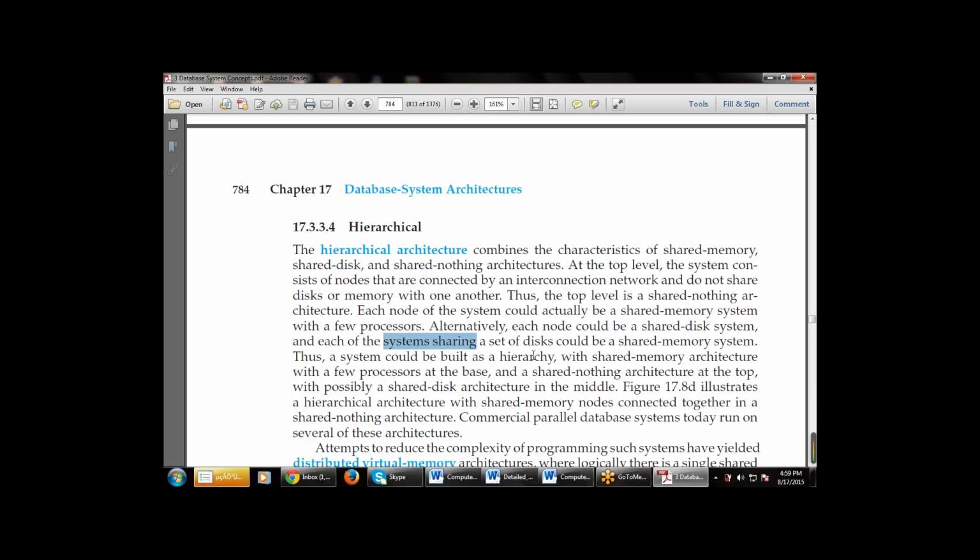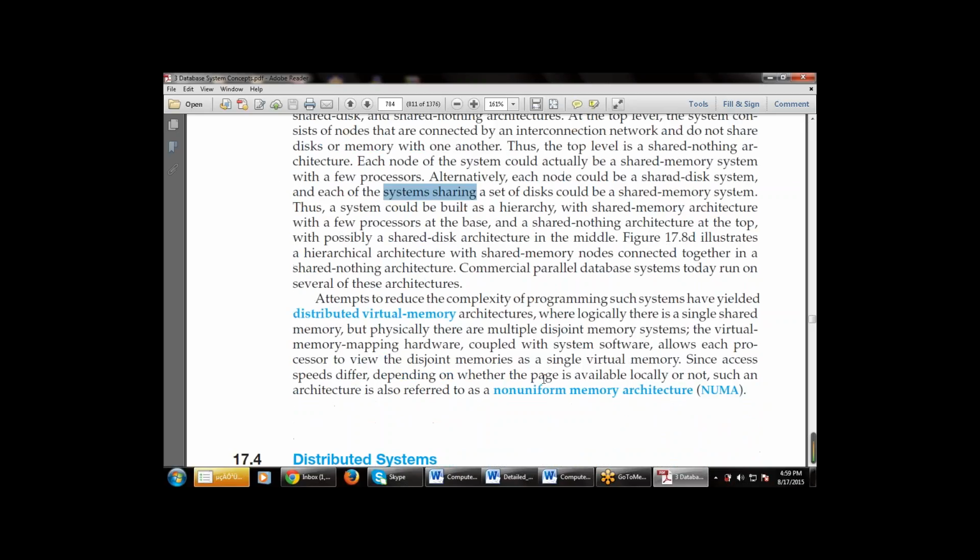There are various attempts to reduce the complexity of the shared system, which yielded the distributed virtual memory architecture. Since access speed differs depending on whether the page is available locally or not, such an architecture is referred to as a non-uniform memory architecture, that is, NUMA. So that is the distributed virtual memory with different access speeds.